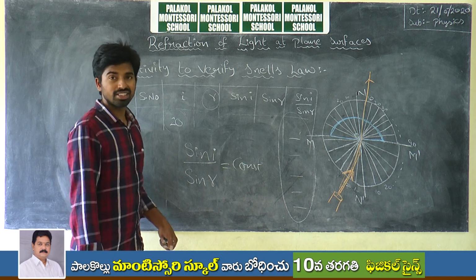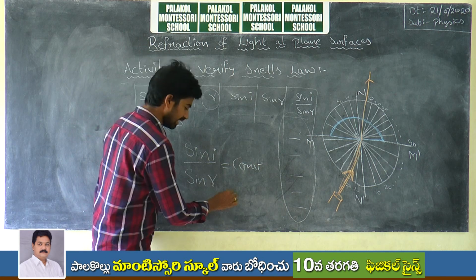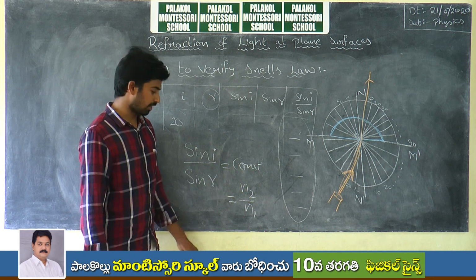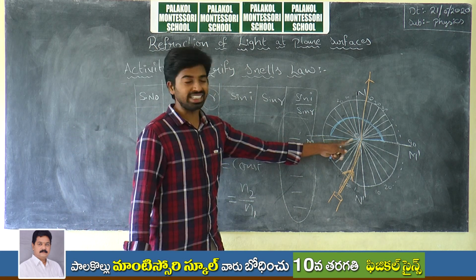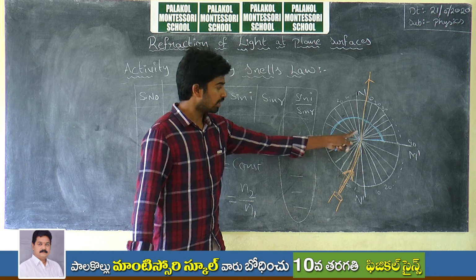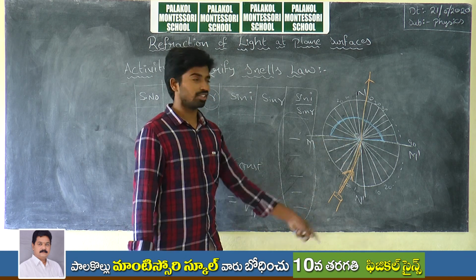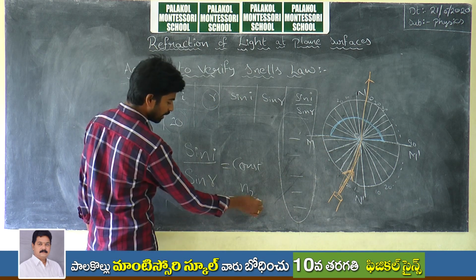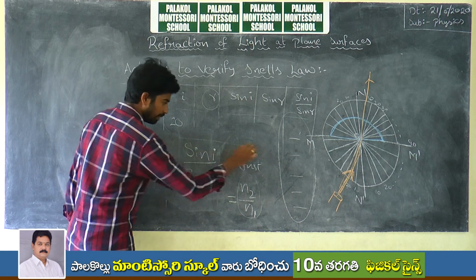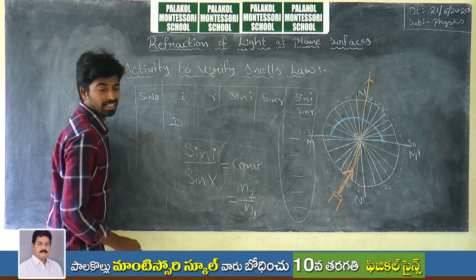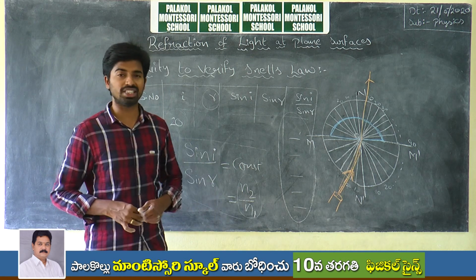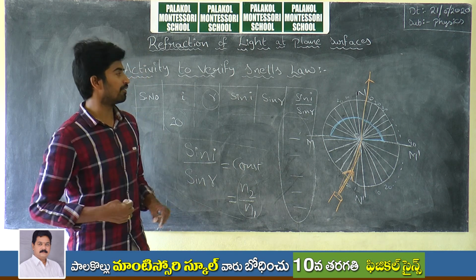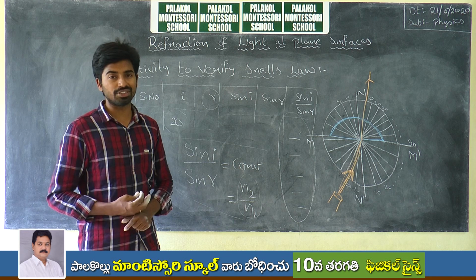Which is nothing but Snell's law. And here the constant is equal to n2 by n1. What is n2? The second medium. The light enters from the first medium, air, to the second medium, semicircular glass. So the second medium is glass and the first medium is air, so this constant will be equal to n2 by n1. This is nothing but Snell's law. So this is the experimental procedure to verify Snell's law. So this is about the experiment for the verification of Snell's law.